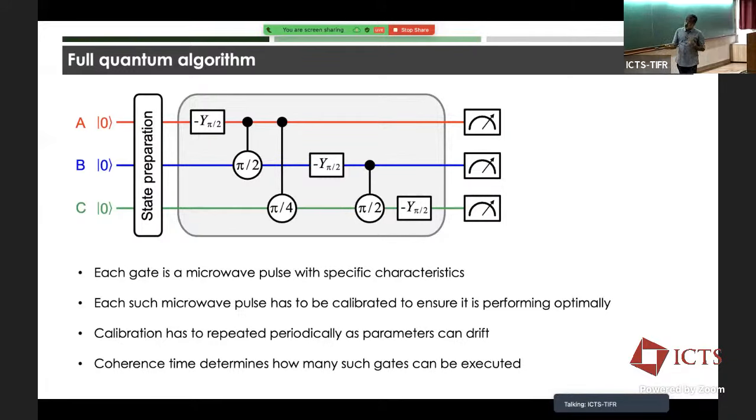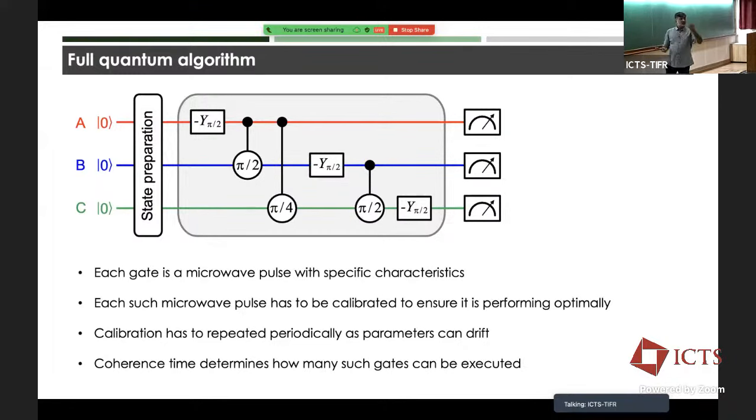And then finally, the coherence time determines how many such gates can be executed. So this x-axis here is basically your time axis. If you do too many gates, then the probability of having a random event due to your decoherence processes increases, and then you can no longer trust the results of your measurements at all.